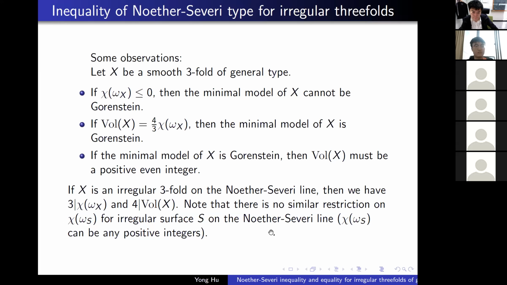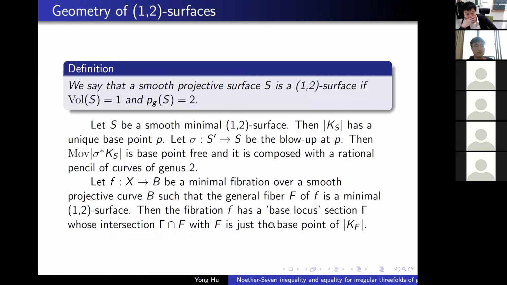Now I would like to introduce the geometry of 1-2 surfaces. We say that a smooth projective surface S is a 1-2 surface if the canonical volume of S is equal to 1 and the geometric genus of S is equal to 2. Now let S be a smooth minimal 1-2 surface. Because the geometric genus of S is equal to 2, the canonical linear system is non-trivial and it induces a map to P1. The fact is that the canonical linear system has a unique base point P.